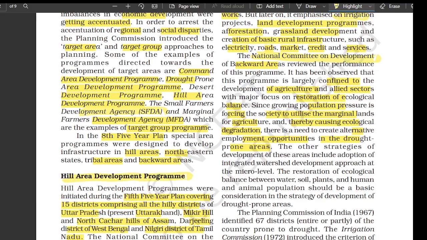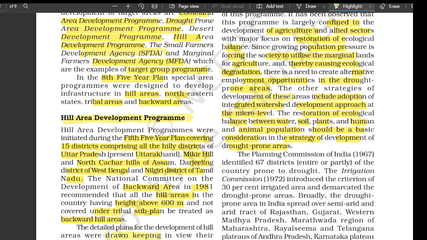The other strategies of development of these areas include adoption of integrated watershed development approach at the micro level. The restoration of ecological balance between water, soil, plants, and human and animal population should be a basic consideration in the strategy of development of drought prone areas. The Planning Commission of India in 1967 identified 67 districts, entire or partly, of the country prone to drought. The Irrigation Commission in 1972 introduced the criteria of 30% irrigated area and demarcated the drought prone areas.